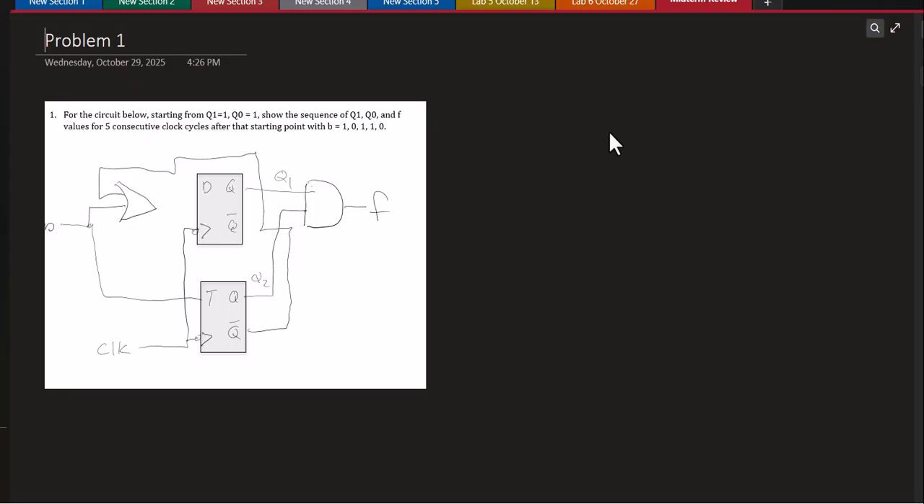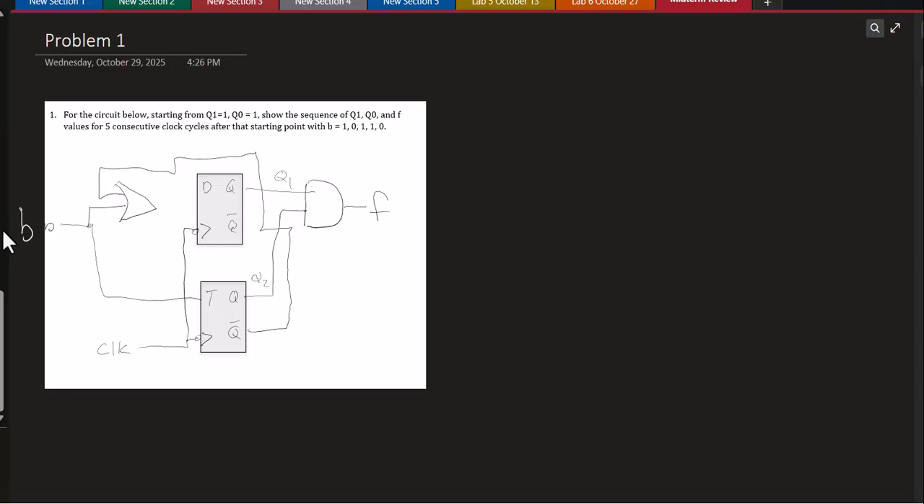This one. Okay, so for the circuit below, starting from Q1 equals 1, Q0 equals 1, show the sequence of Q1, Q0, and F values for 5 consecutive clock cycles after that starting point with B, that's the input. If you can't see it here on the screen, B equals 1, 0, 1, 1, 0.